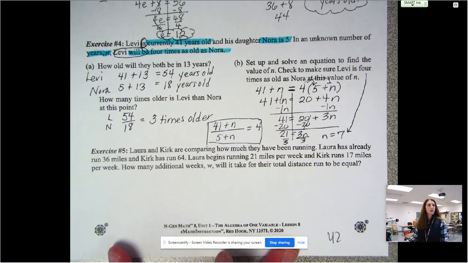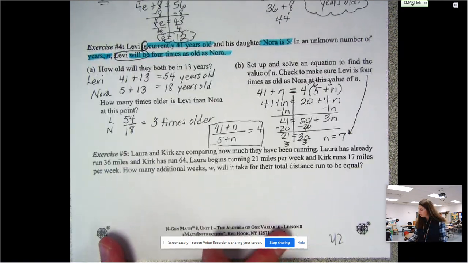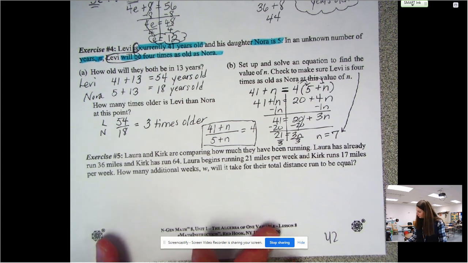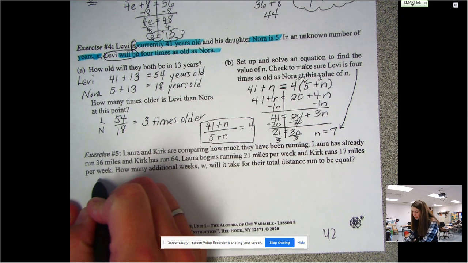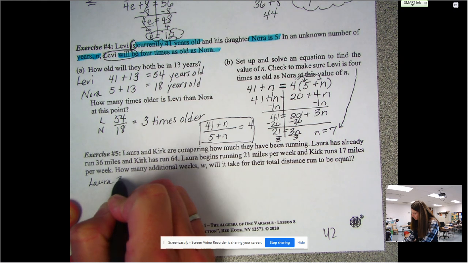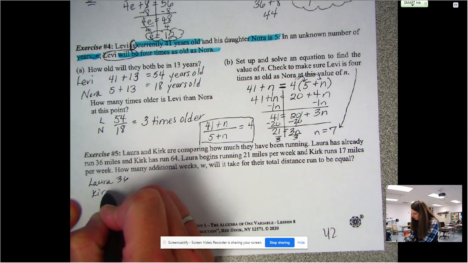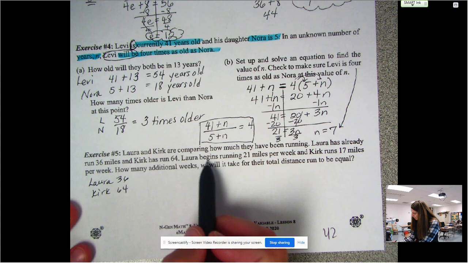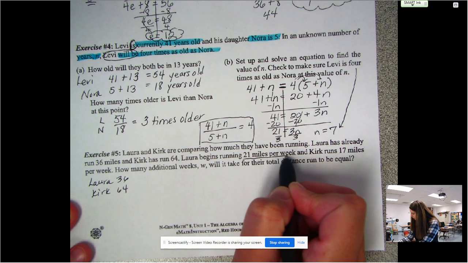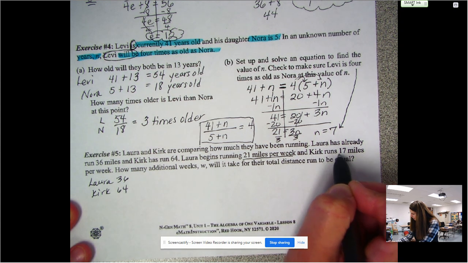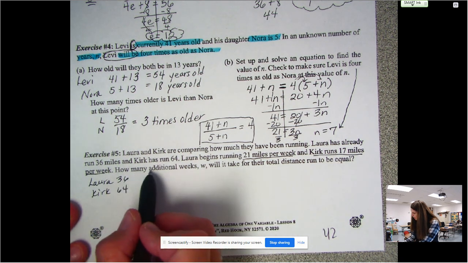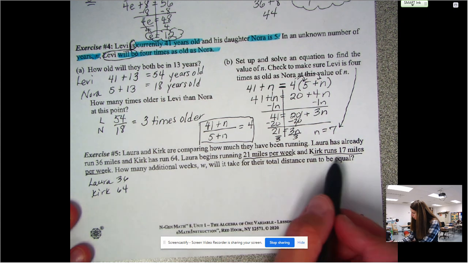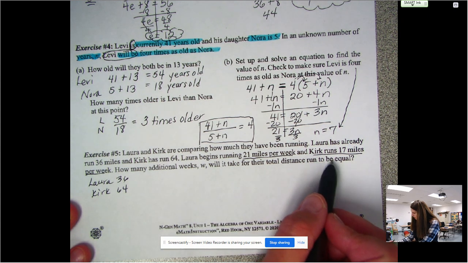All right, let's try one more. Laura and Kirk are comparing how much they have been running. Laura has already run 36 miles, and Kirk has run 64. I'm going to bring these out of the problem quick. So Laura, 36, Kirk has run 64. Laura begins running 21 miles per week, and Kirk runs 17 miles per week. How many additional weeks W will it take for their total distance run to be equal?